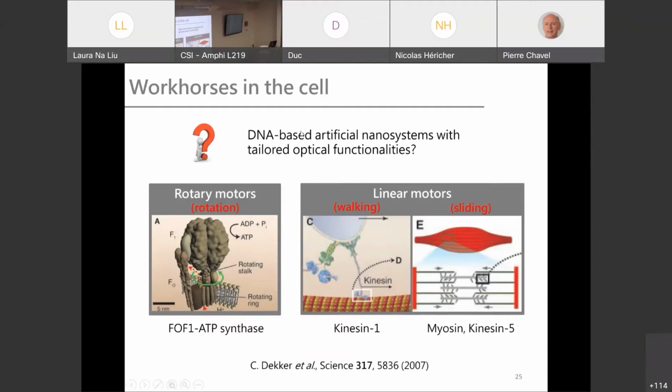And we actually first look into the living cell. In living cells, there are many remarkable molecular motors. For instance, ATP synthase, which can perform rotation motion. And we also have linear motors, kinesin 1, which can walk along microtubules, and myosin and kinesin 5, which can do sliding motion. We were very inspired by such molecular motors, and over the last 7 years, we have been building DNA-based artificial systems with optical responses, which can mimic such molecular motors. I will show you one by one.